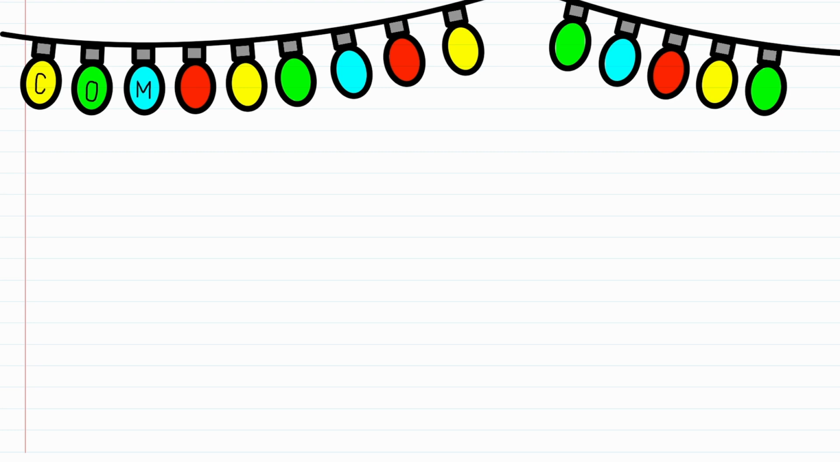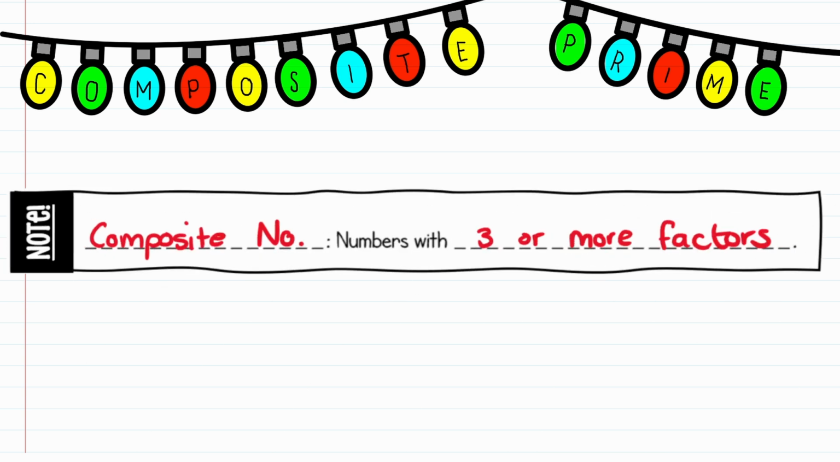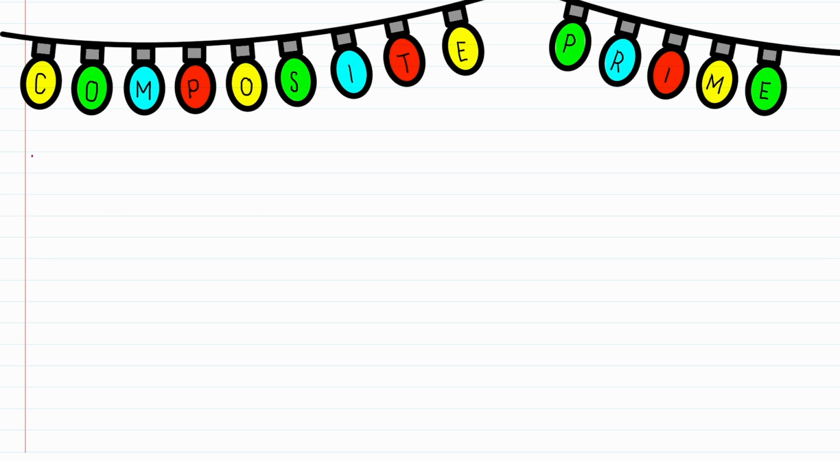In this lesson, we are going to have a quick look at how to tell the difference between composite numbers and prime numbers. Let's take down this note. Composite numbers are numbers with 3 or more factors. Let's look at an example by proving that the number 12 is a composite number.